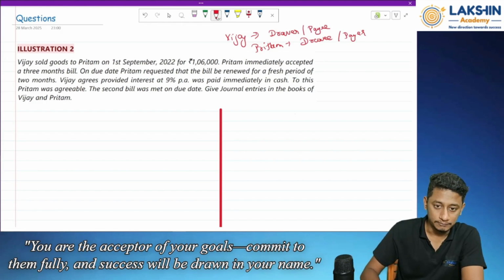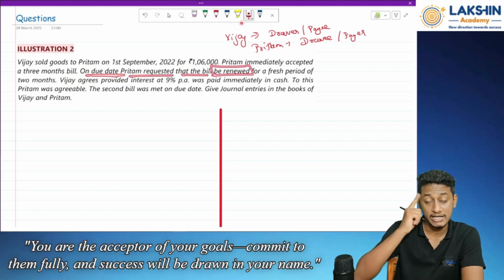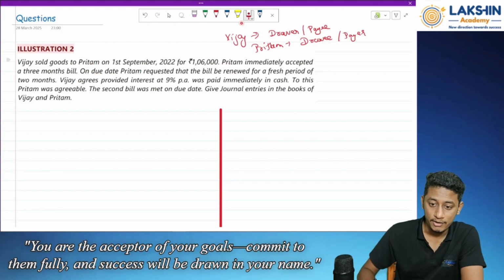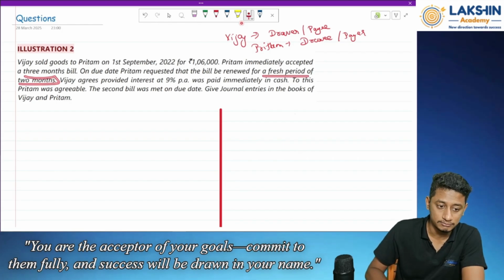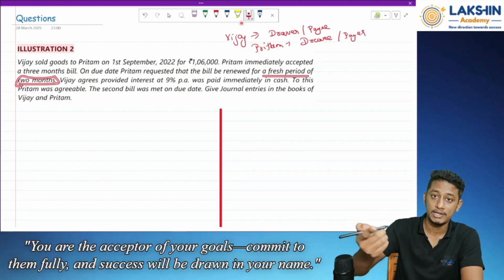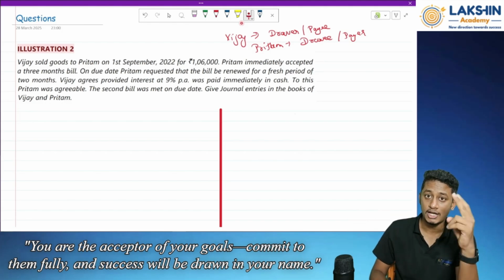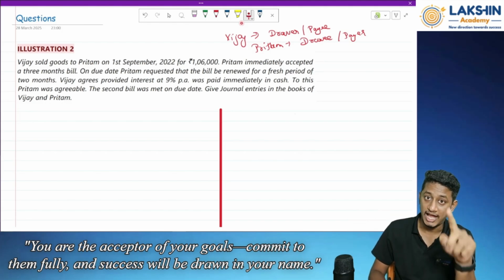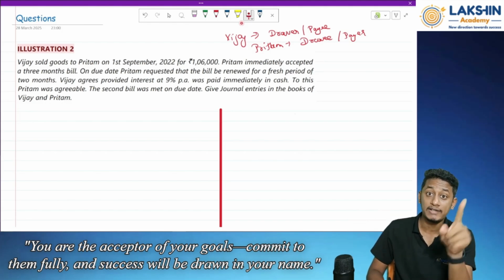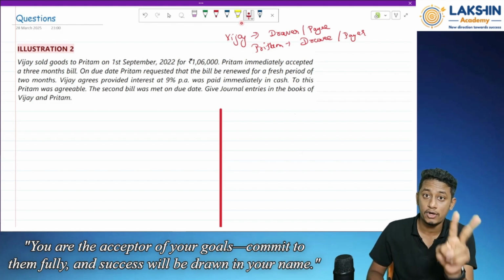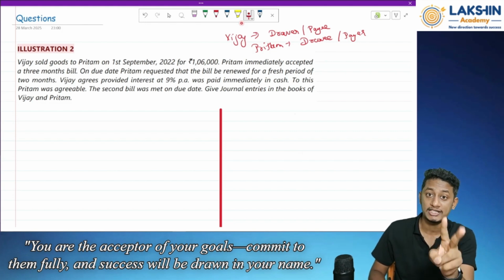Now, on the due date, Pritham requested that the bill be renewed. Renewal of the bill journal entries, remember this. For a fresh period of 2 months. So he is asking to make a new bill for a fresh period of 2 months. Whenever a bill is renewed, the old bill should be cancelled first and then a new bill should be issued, with interest for 2 extra months.